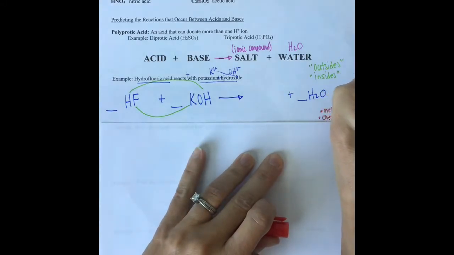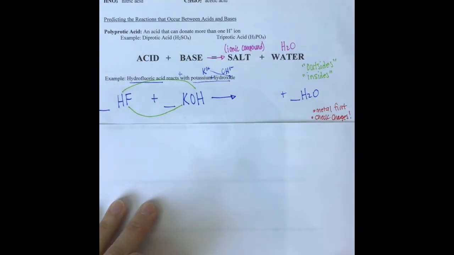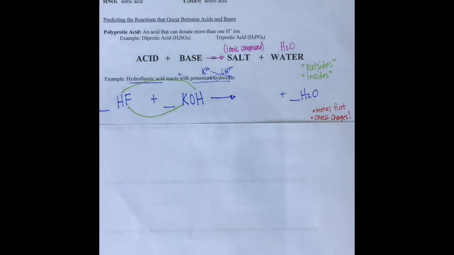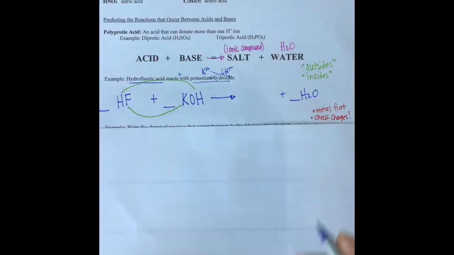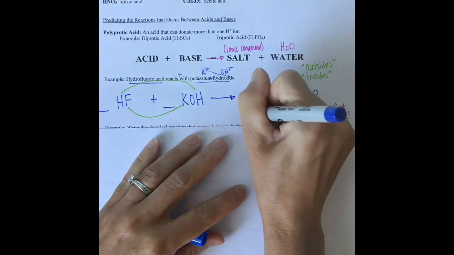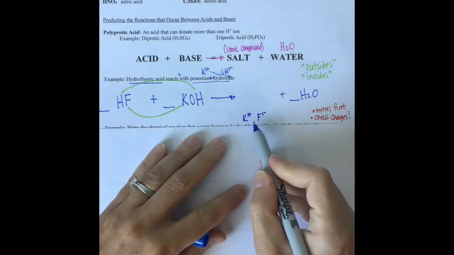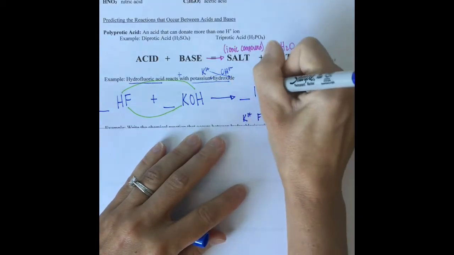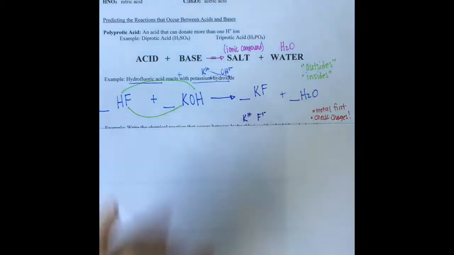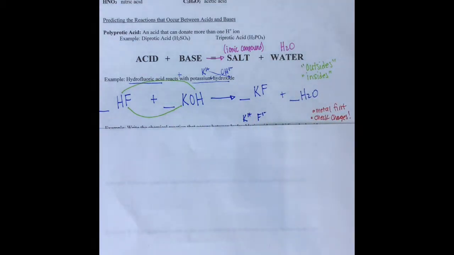You also need to check charges. Okay, so I'm going to be crossing potassium with fluorine. They are both 1 charges, so KF will be your formula for potassium fluoride.